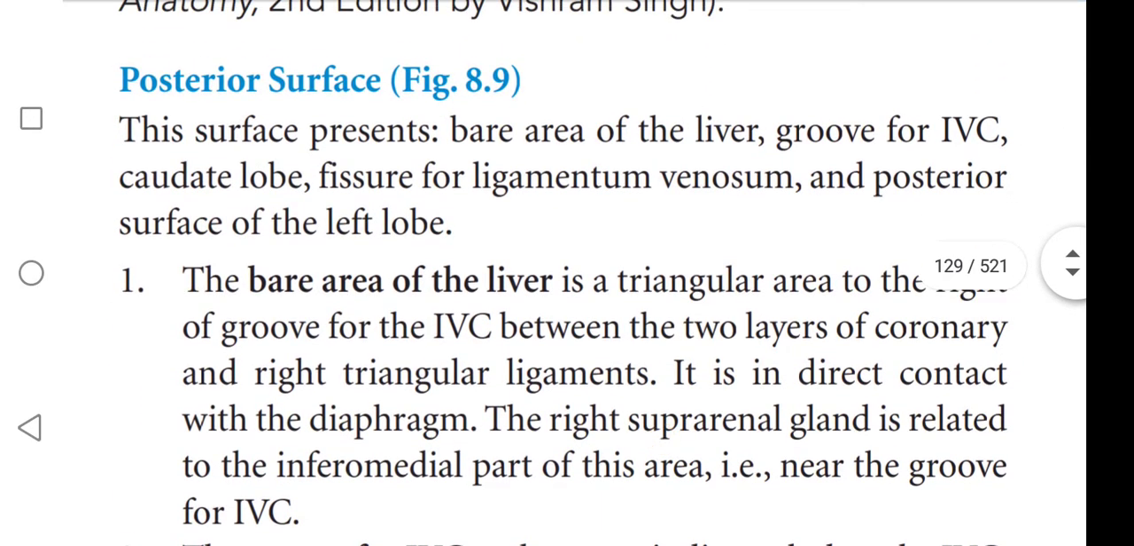Next, posterior surface of diaphragmatic surface. This posterior surface presents bare area of the liver, groove for inferior vena cava, caudate lobe, fissure for ligamentum venosum, and posterior surface of the left lobe.